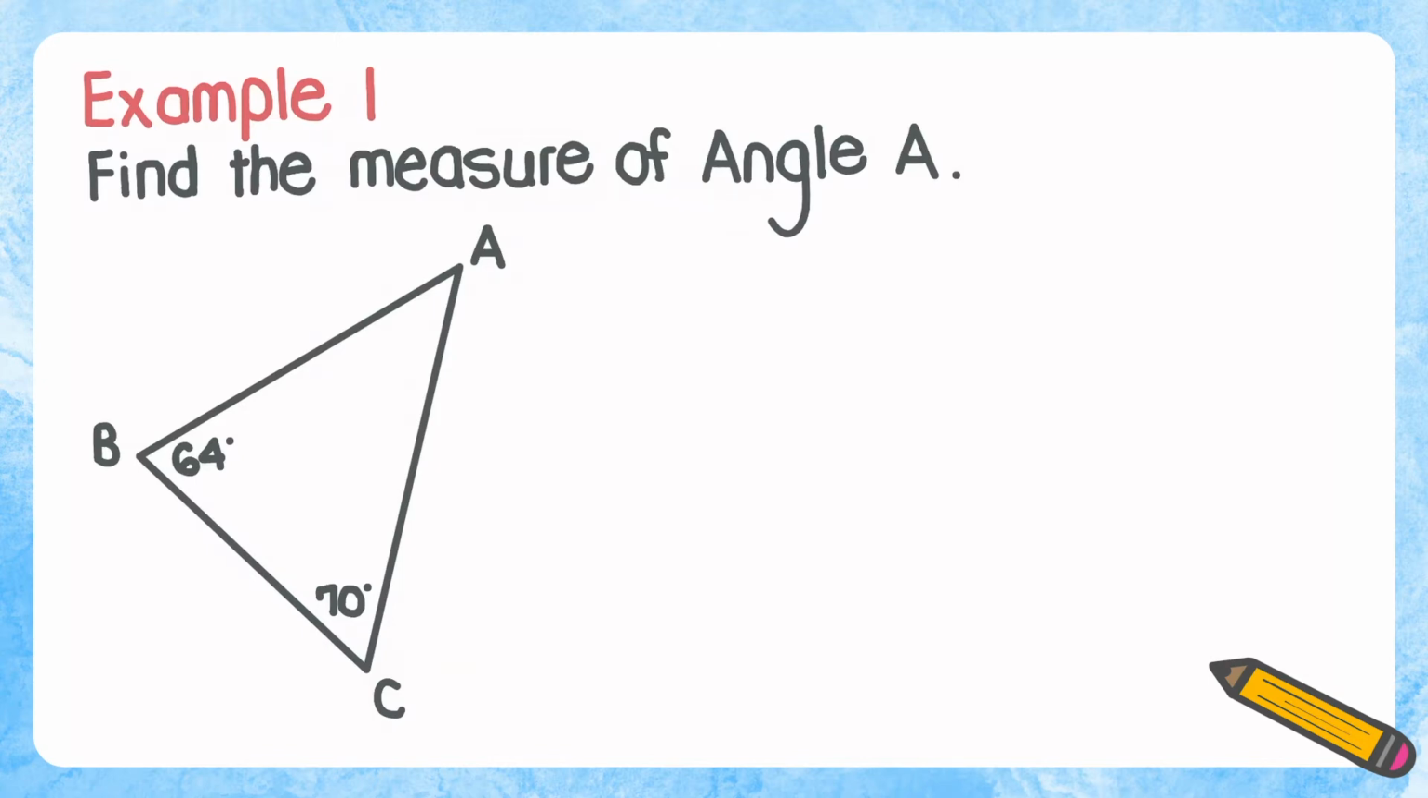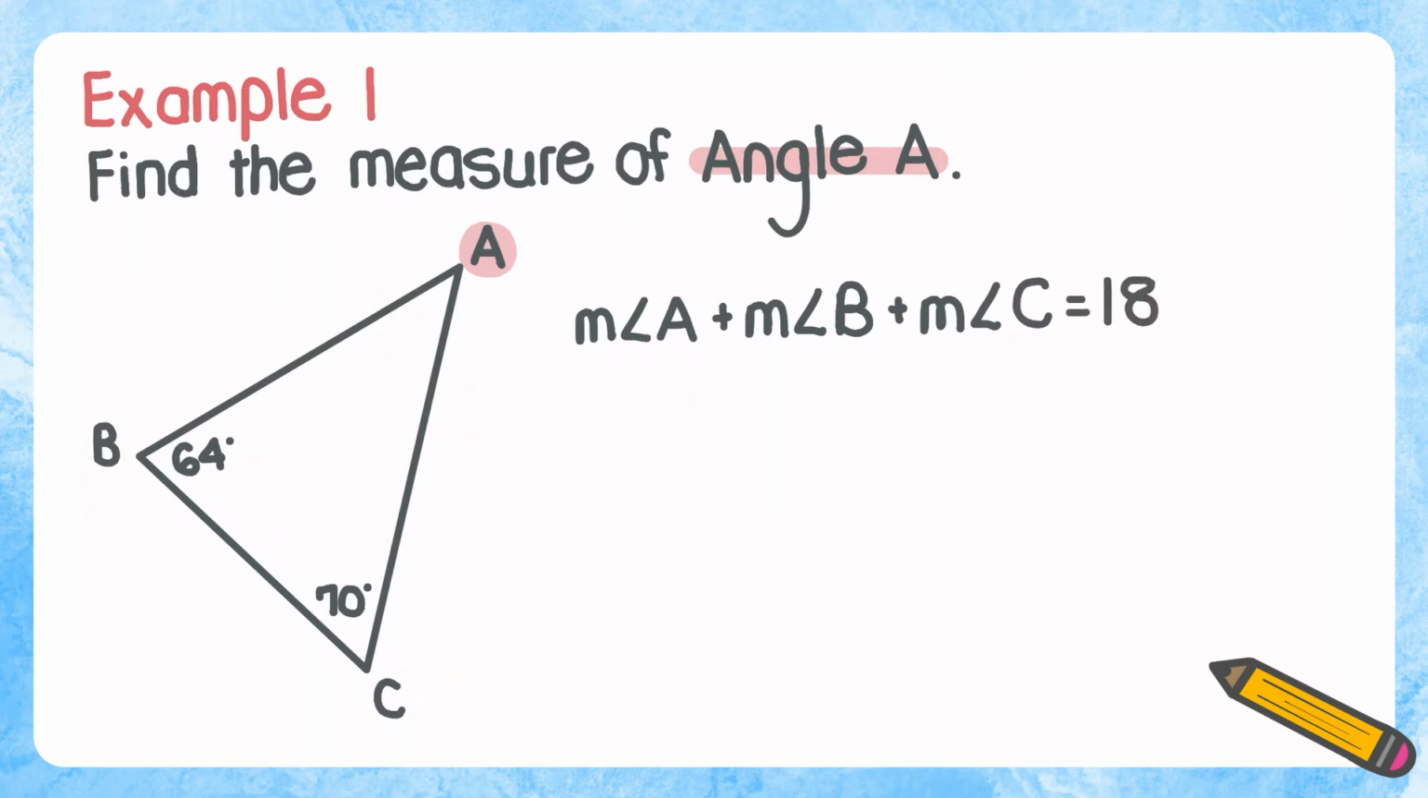For example 1, we are going to find the measure of angle A. Here I have a triangle ABC, and I'm given the angle measures for angle B and angle C. But I have to find the missing angle measure of angle A. I know that the 3 interior angles must sum to 180 degrees. So the measure of angle A plus the measure of angle B plus the measure of angle C equals 180 degrees.